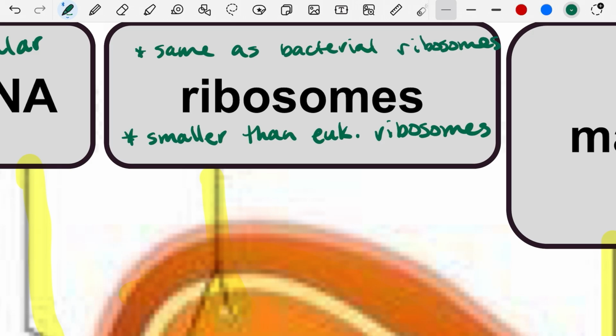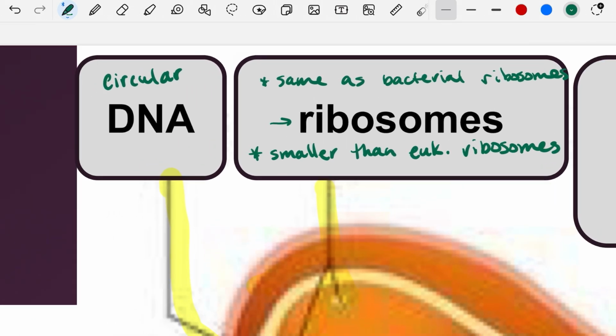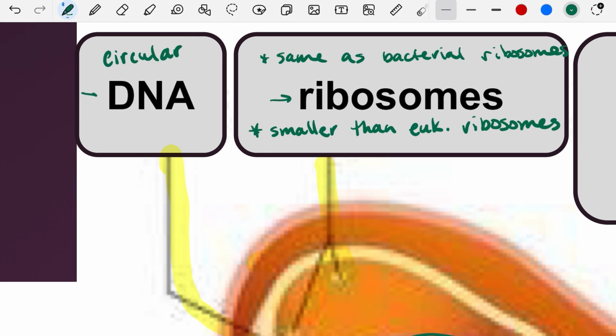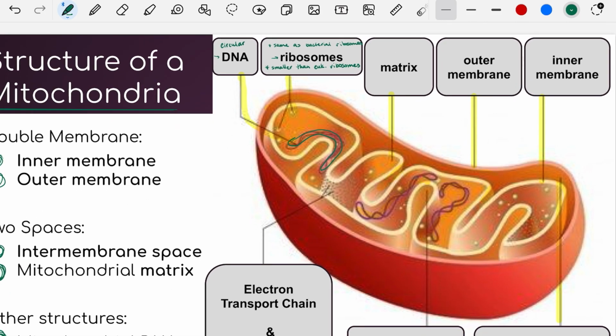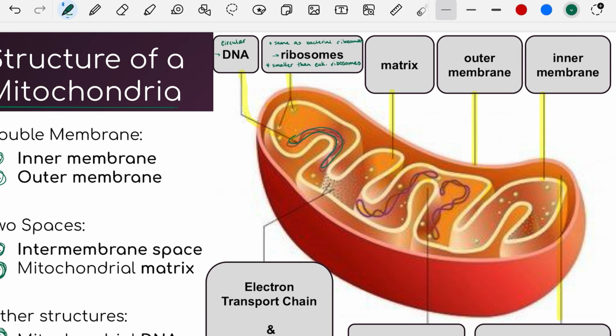Okay, so that's another piece of evidence for why scientists believe that mitochondria and chloroplasts, as we'll learn, came from ancient bacteria that were absorbed by an ancient eukaryote but never digested. It just provided a benefit. Okay, so those are the pieces that you need to know.